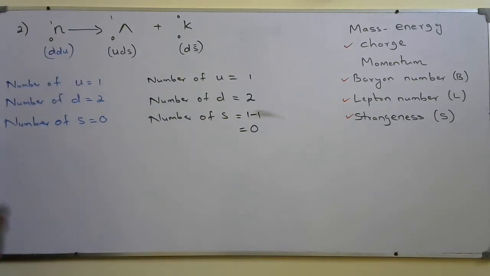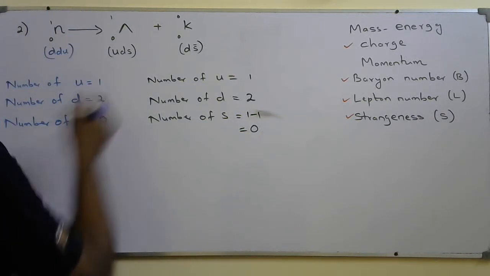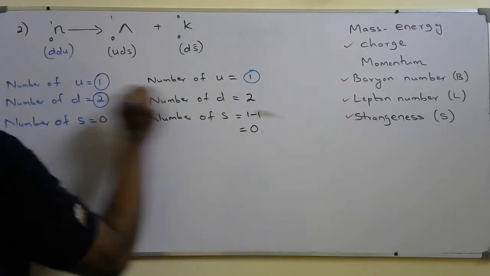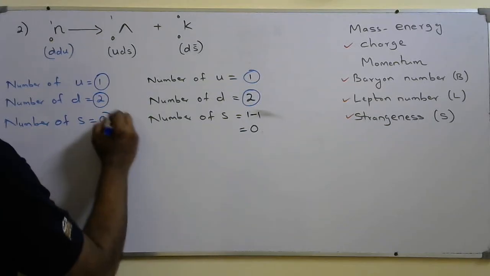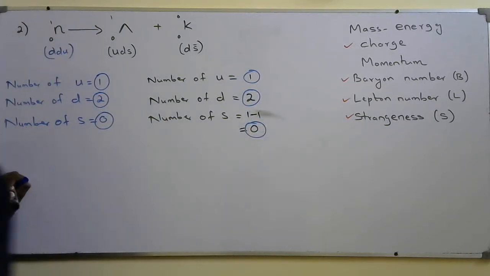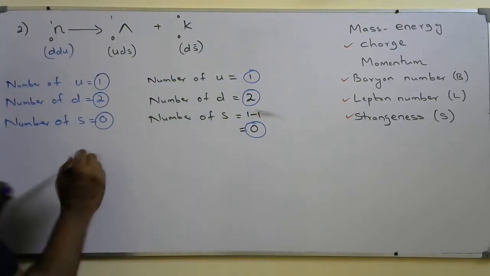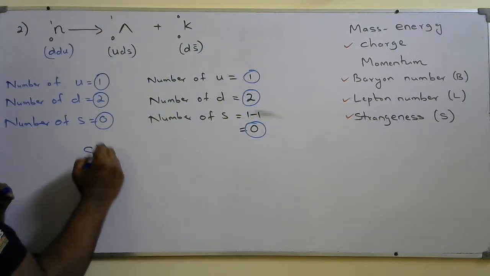Now you can check here. U quark 1, U quark 1. D quark 2, D quark 2. S quark 0, S quark 0. Already we showed it's a valid reaction. So since the types of quarks are conserved, it's a strong interaction.